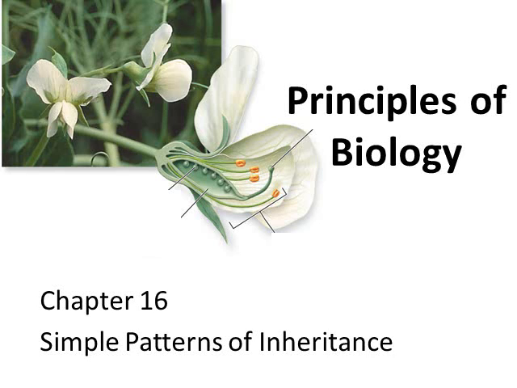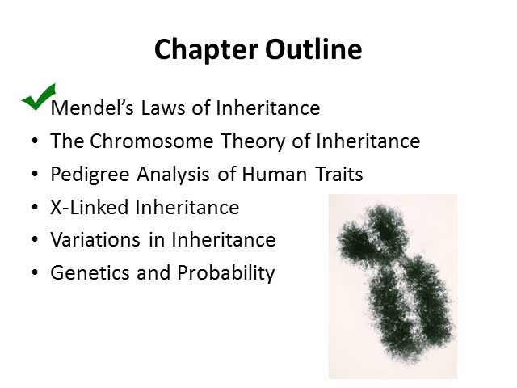Welcome to part 3 of 3 on chapter 16. This chapter we're looking at simple patterns of inheritance. So in part 1 we focused on Mendel's two laws of inheritance. We talked about the law of segregation and the law of independent assortment.